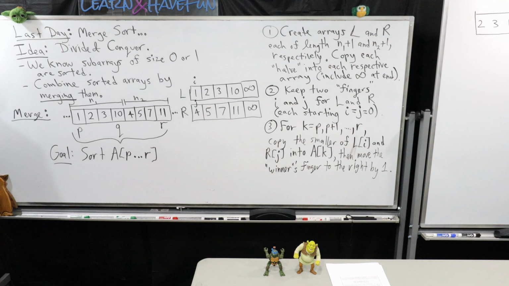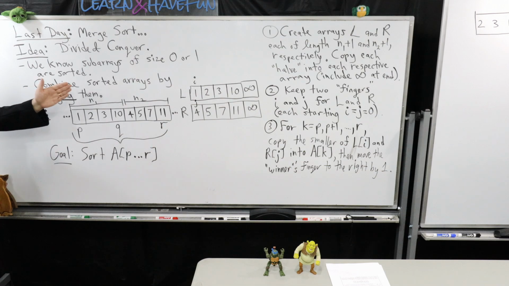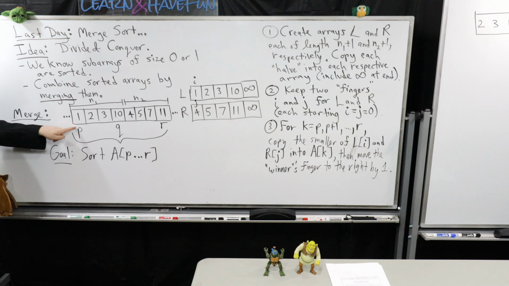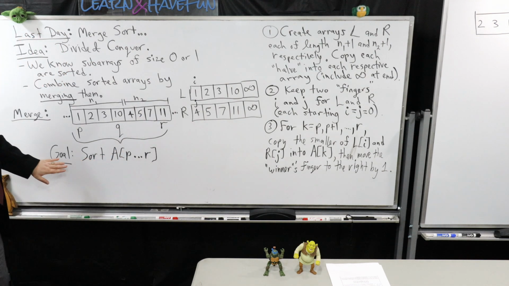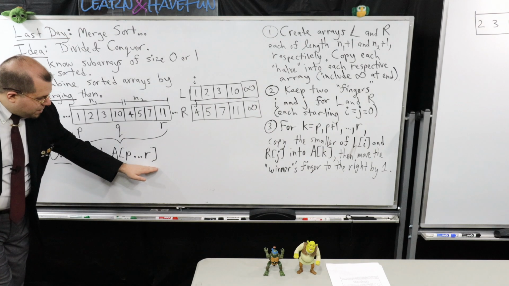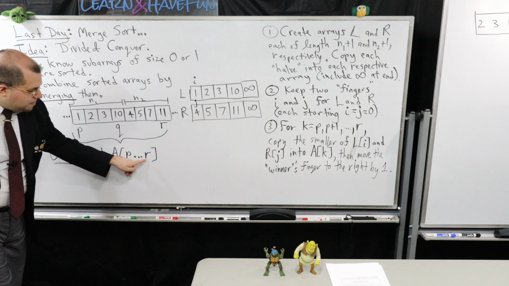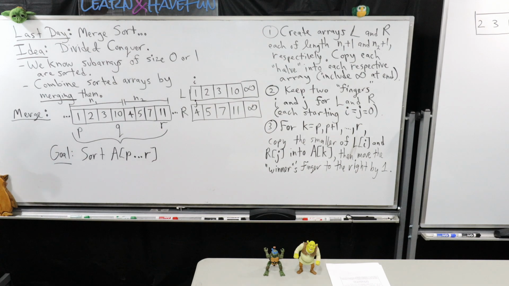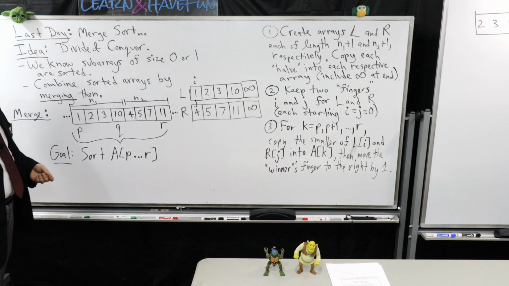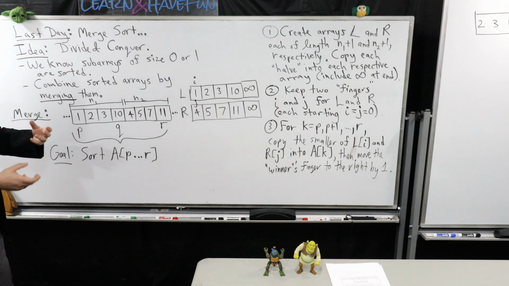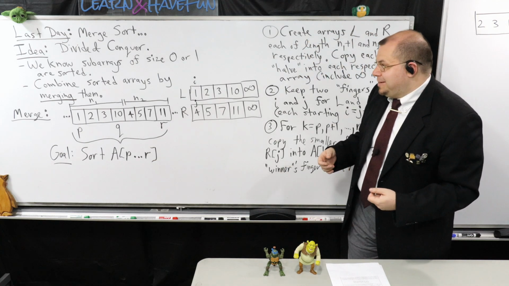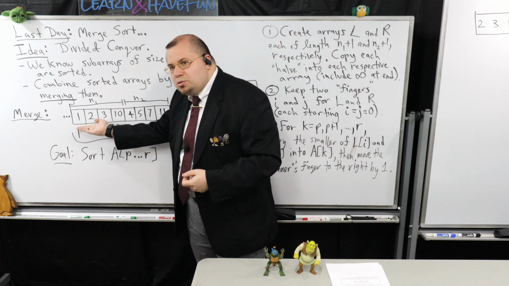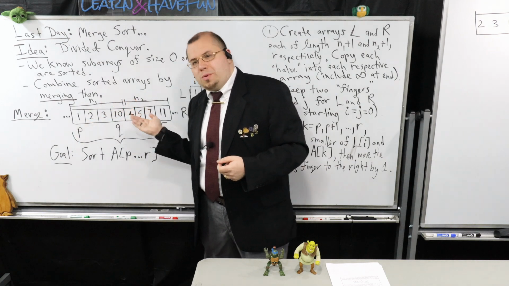Merge seeks to solve the following problem. I give you an array where I have some range, where the first position is position P, the last position in this range is R, and I would like to sort this subarray, starting at position P up to and including position R in the array. The additional assumption we have is that it's broken into roughly two equal halves. But keep in mind, in the merge process, it doesn't really make much of a difference. The point is that there are two subarrays. They're both sorted. That's all we need here to make this work.